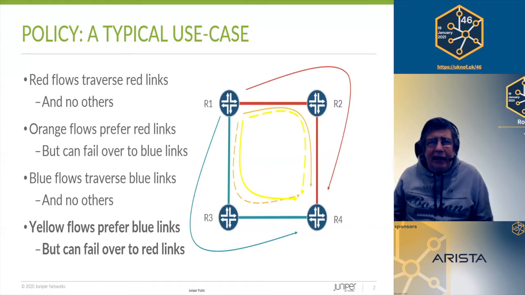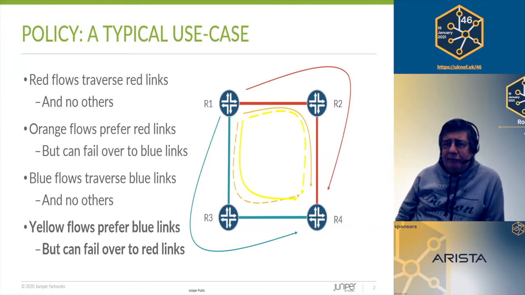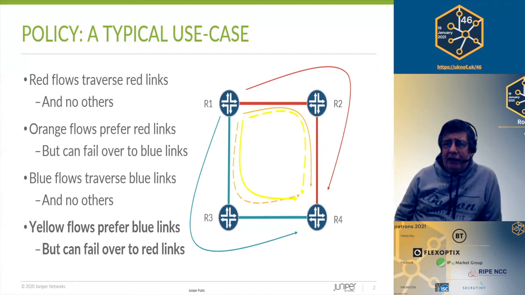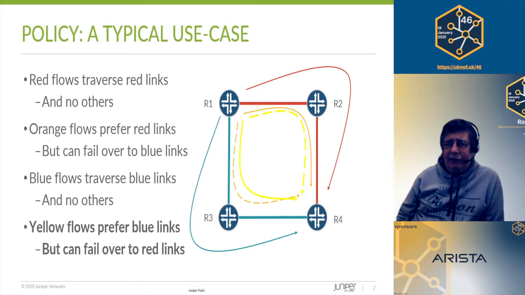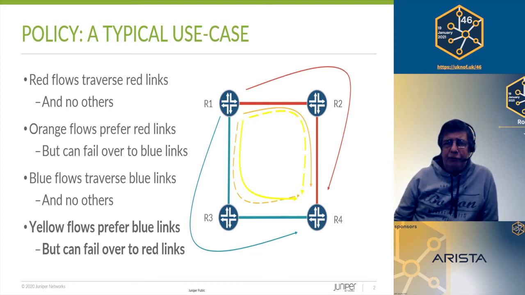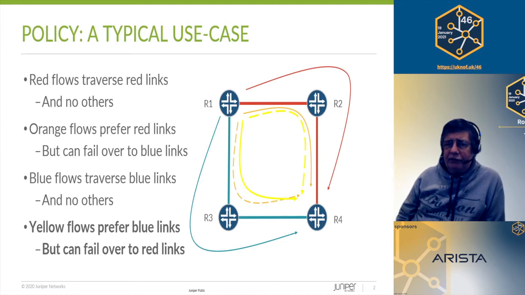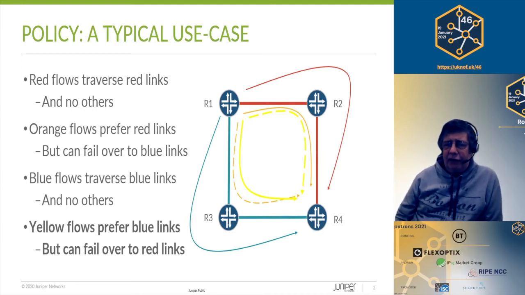So let's take a look at a typical Ipflexalgo use case. Here we have a wonderfully rectangular network with 4 nodes, R1 through R4, and its links are colored either red or blue. Now, it has 4 flows that traverse from R1 to R4. The red flow traverses red links and no others. Orange flows prefer red links. They'll take them when they're up, but if a red link is down, they'll take an alternative route through a blue link. A blue flow traverses blue links and no others. And a yellow flow prefers blue links, but it can fail over to a red link.